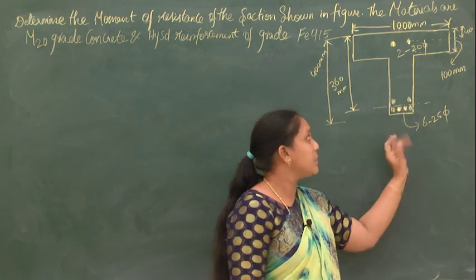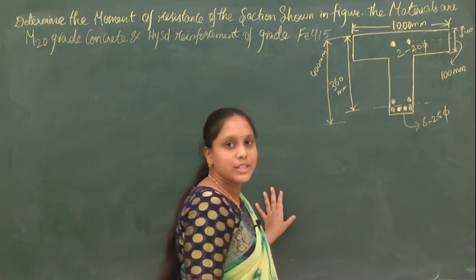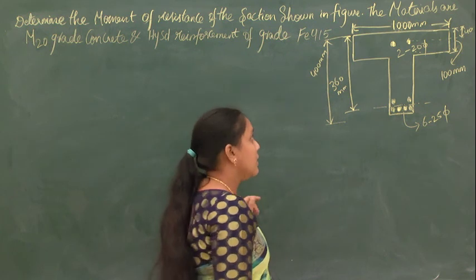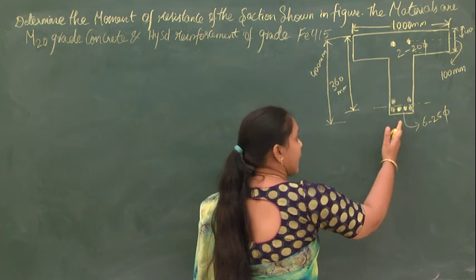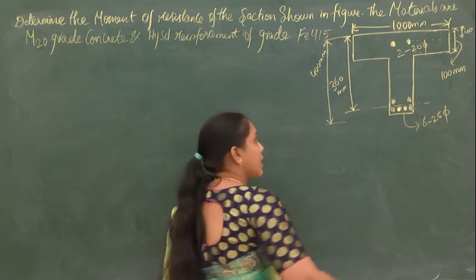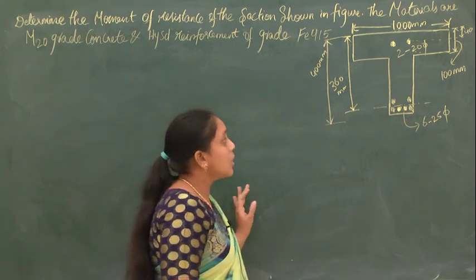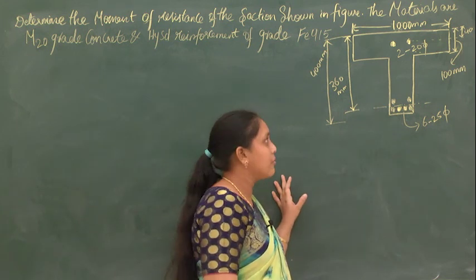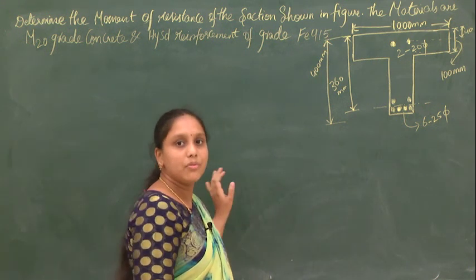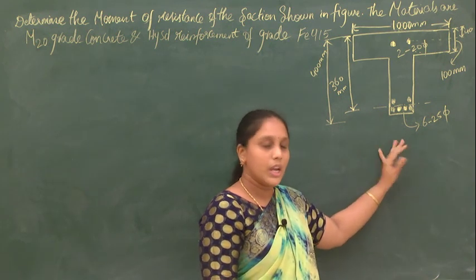So if you see this particular T section, what can you observe here? This T section is a doubly reinforced section. As you can see, reinforcement is present in the tension zone as well as in the compression zone. So it is a doubly reinforced T section. Now what we have to do? We have to calculate the moment of resistance for this doubly reinforced T section.